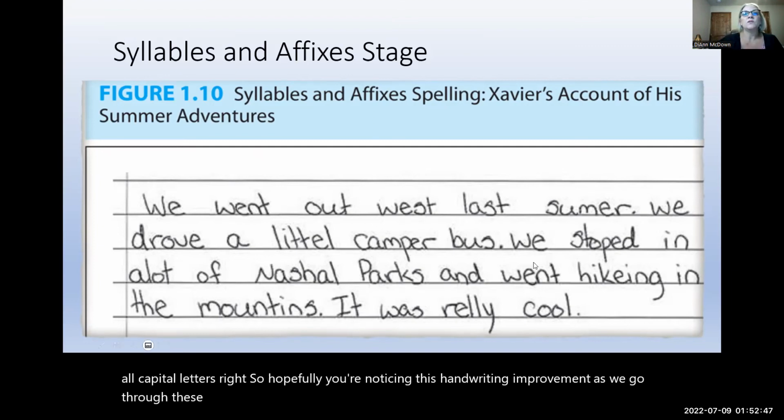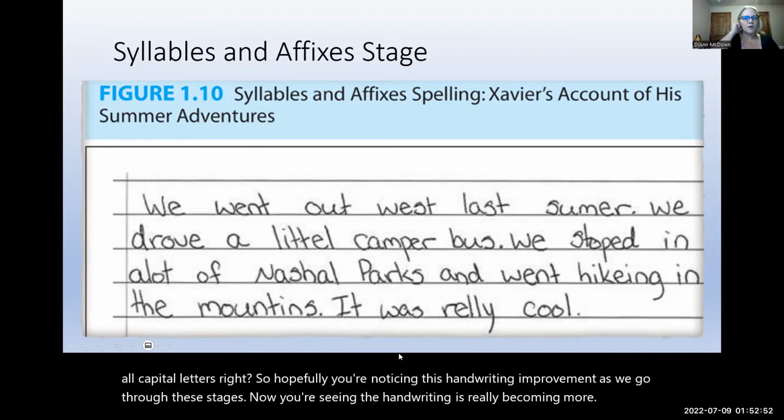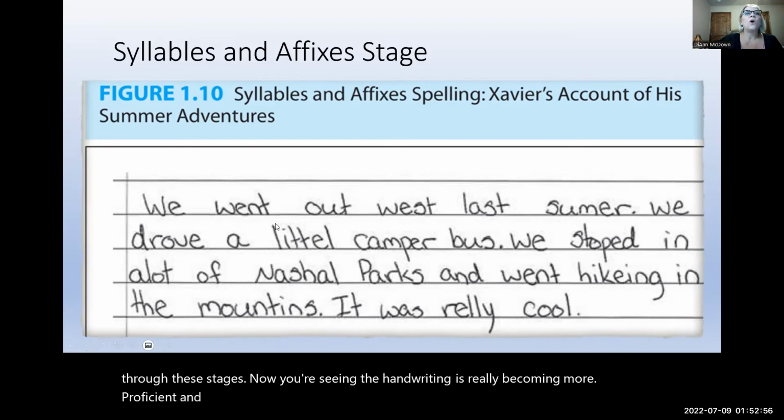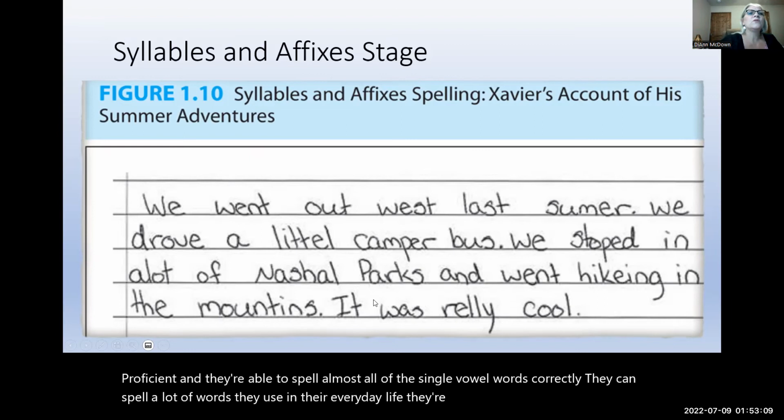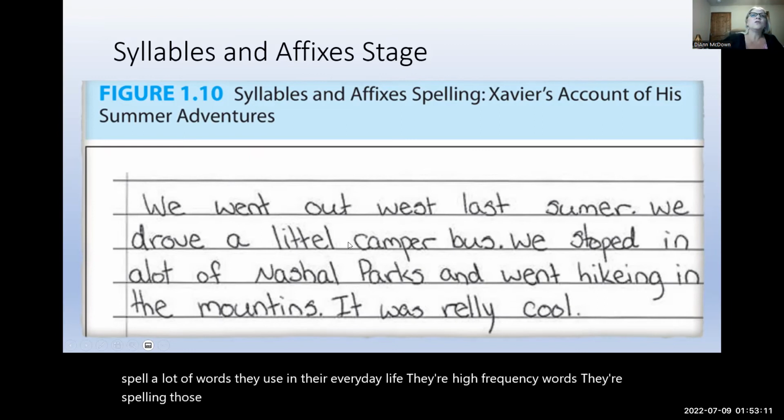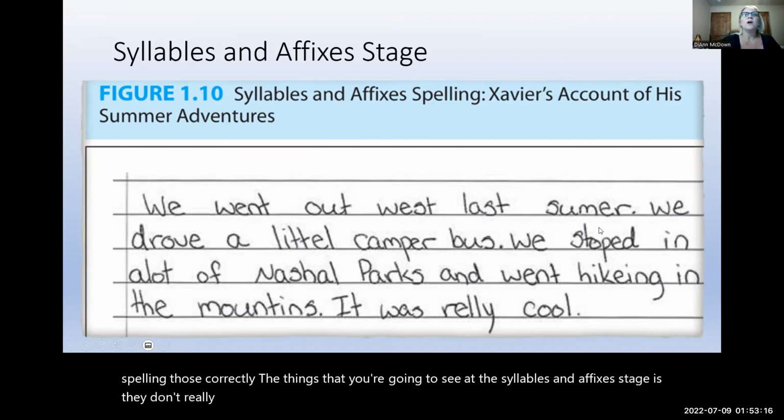Now you're seeing the handwriting really becoming more proficient, and they're able to spell almost all of the single vowel words correctly. They can spell a lot of words they use in their everyday life, their high frequency words. They're spelling those correctly. The things that you're going to see at the syllables and affixes stage is they don't really understand these rules for multi-syllable words.